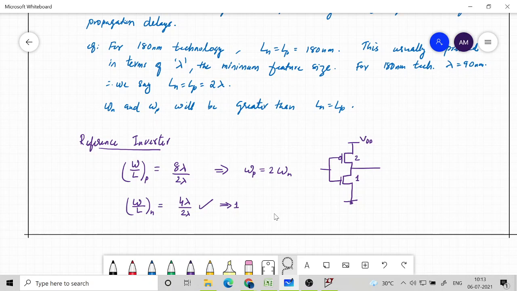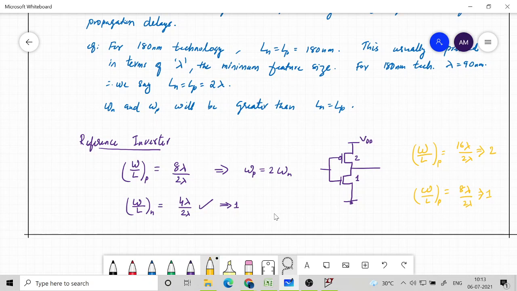Instead of that, I can also have W by L for N to be 16 lambda by 2 lambda, and W by L for P to be then 8 lambda by 2 lambda. So I can call this also 1. This is a notation, and then if this is 1, this will be 2. So we are actually talking about size. This is the unit transistor.